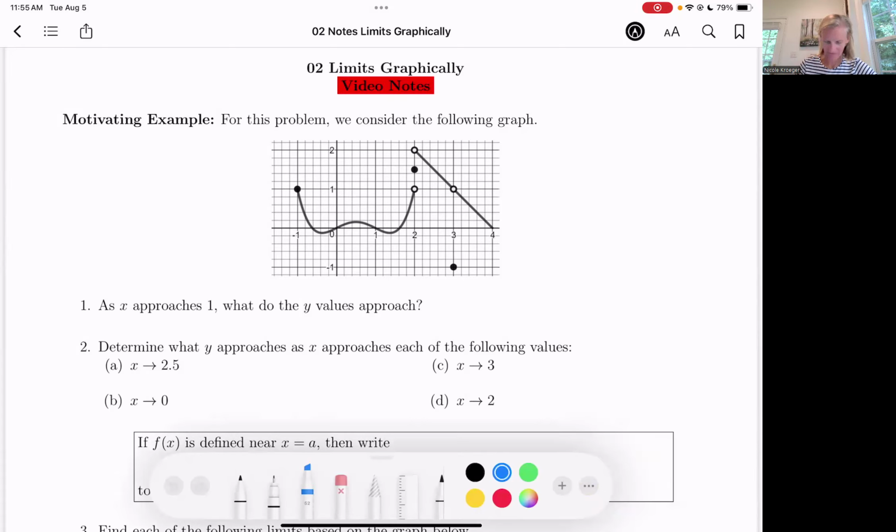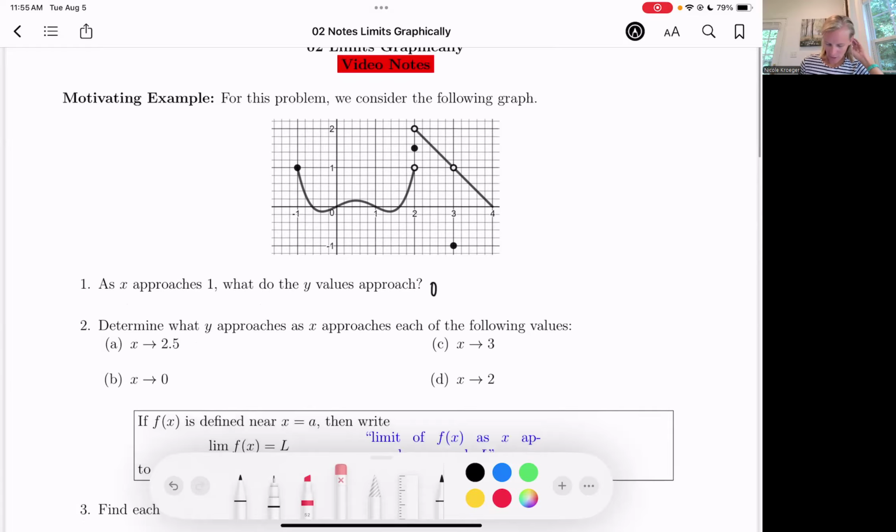So I like to think about this as if I'm driving a car on this graph. No matter which way I come along this graph, as the x values get closer to 1, the y values are getting closer to 0. So we could say 0 here. And then why don't you try these other ones here, and see what you think the answers to these are before you watch me do them. So maybe pause the video for a second, and then start listening again. So as x approaches 2.5, y seems to be approaching maybe 1.5. It's a little bit hard to tell there. As x approaches 0, y seems to be approaching 0.